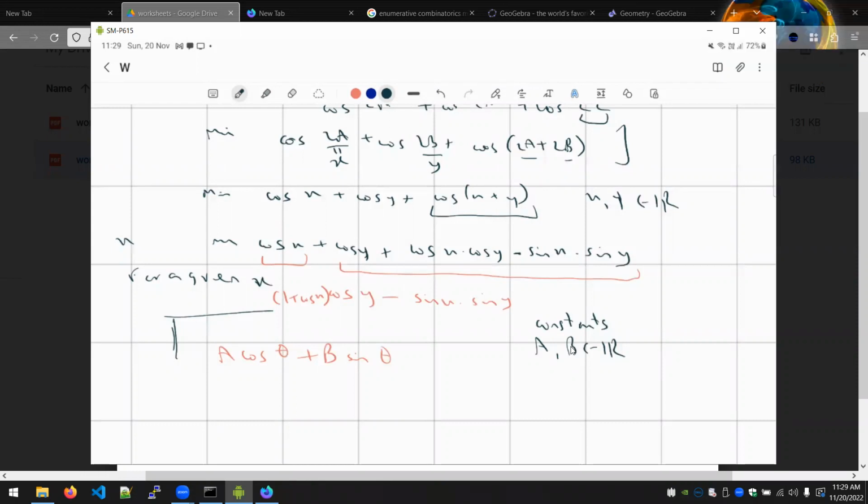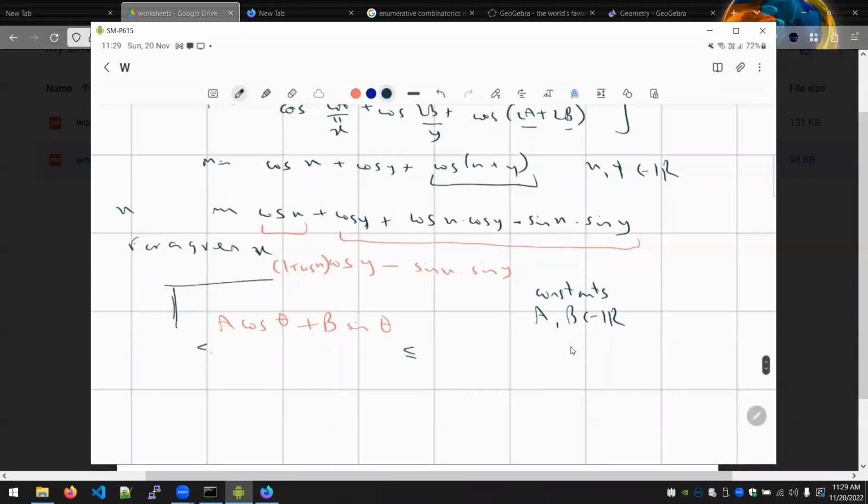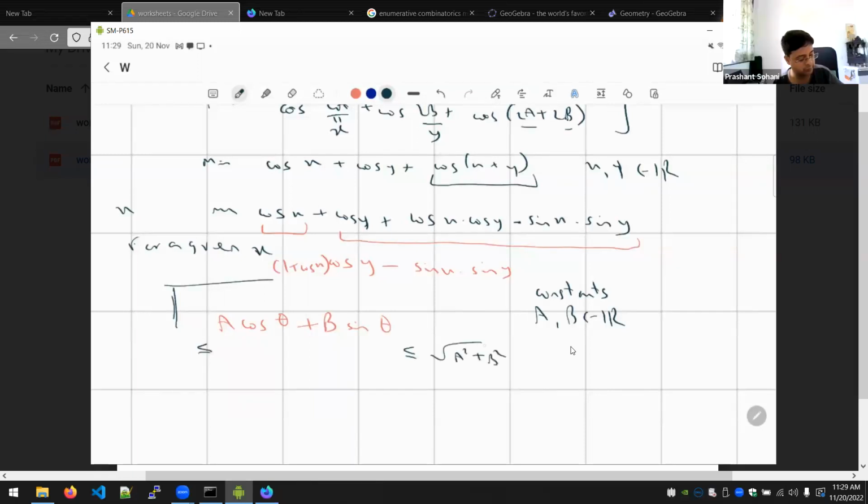So when theta equals cos inverse of A by root of A square plus B square. Yes, correct. And what is the minimum and maximum value that you can get? Maximum is root of A square plus B square, correct, and minimum will be negative of that.